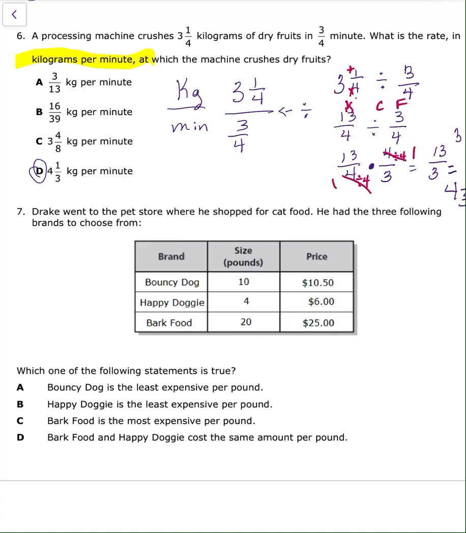All right, it says, which of the following is a true statement? So Bouncy has the least expensive per pound, least expensive per pound, most expensive, same cost. Okay, so we have to figure out how much each of these costs for 1 pound. So that means we are going to have to divide each one, right? So Bouncy Dog, you want to keep your work organized so you don't have to figure out what's what, okay? So that's why we just label that. So we're going to take the price and divide it by the number of pounds for each one.